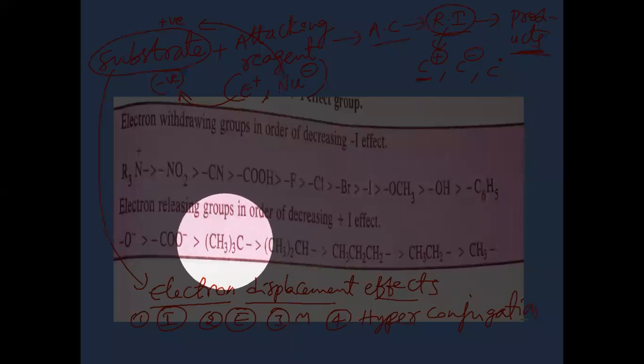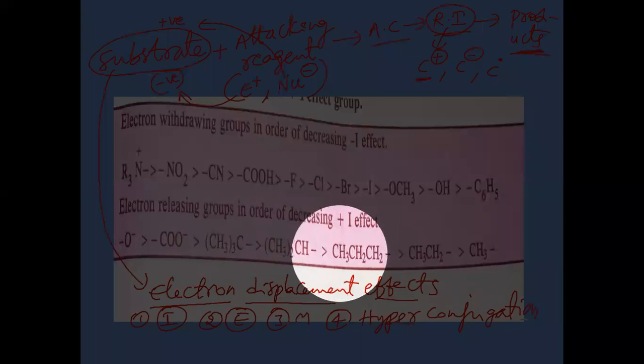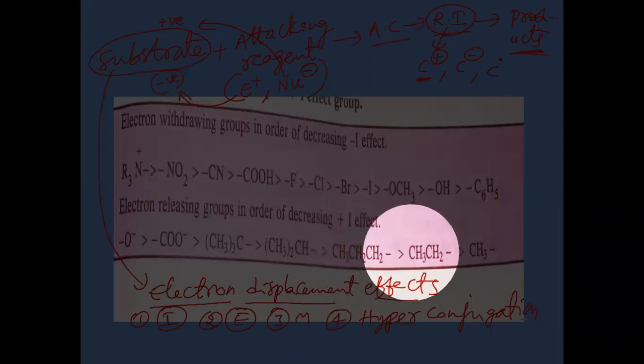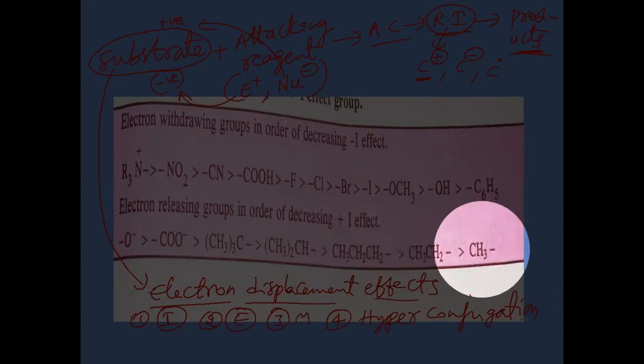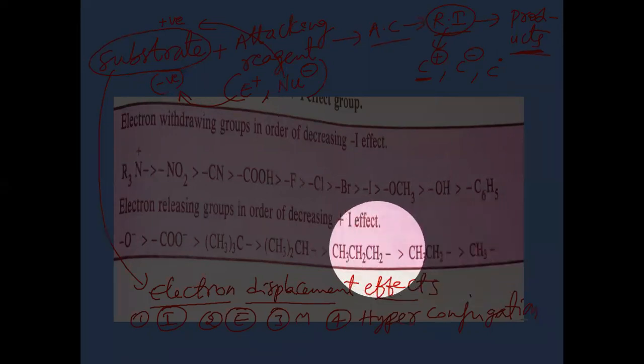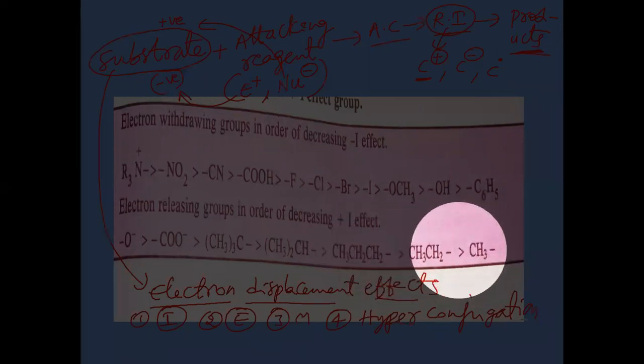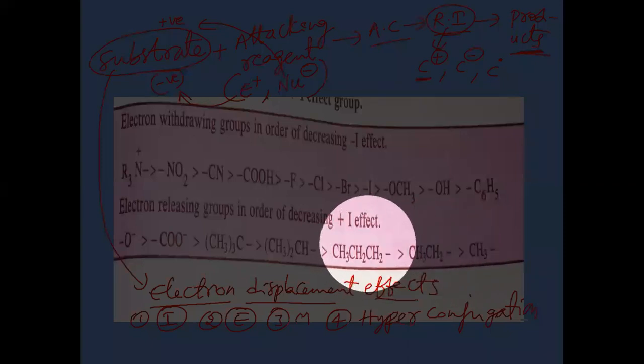Tertiary alkyl group. And this is the secondary alkyl group. Here, how many CH3 groups are available? Two. That means the carbon is directly attached to two other carbons. So it is secondary, 2 degree. And this is primary. Propyl is CH3, CH2, CH2. CH3, CH2 is ethyl. And CH3 is methyl. Among propyl, ethyl and methyl, which one has more plus I effect?